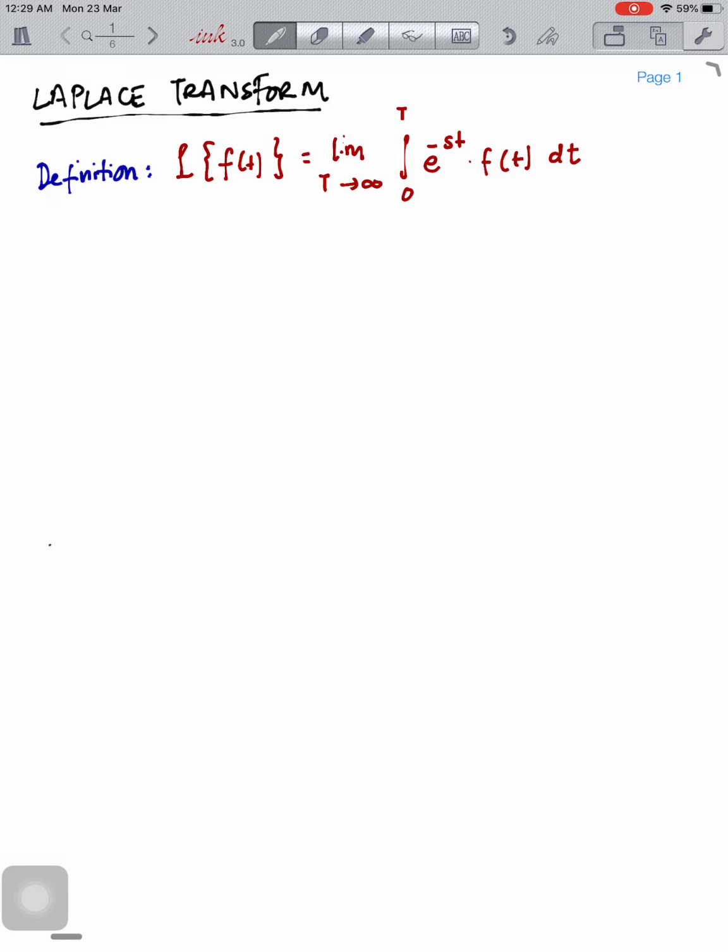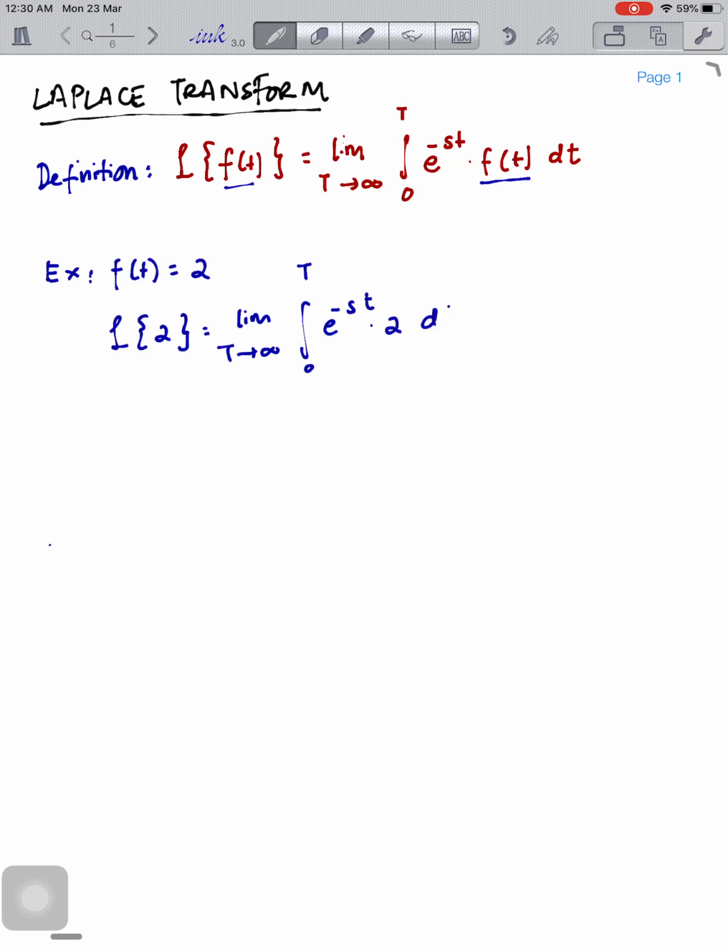Alright, let me give you a simple example. Let's say I have a function f of t, and f of t is just a constant function of 2. To find the Laplace transform, all I have to do is replace my f of t. So I have Laplace of 2 equals the limit from capital T to infinity of the integral from 0 to capital T of exponential of negative st multiplied by our function 2, integrated with respect to t.